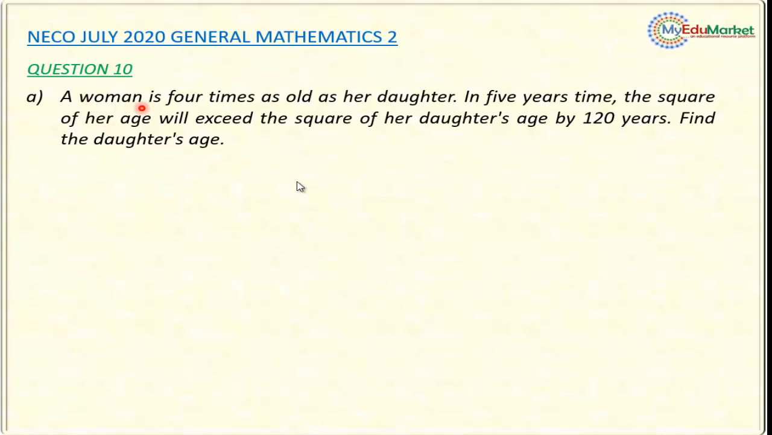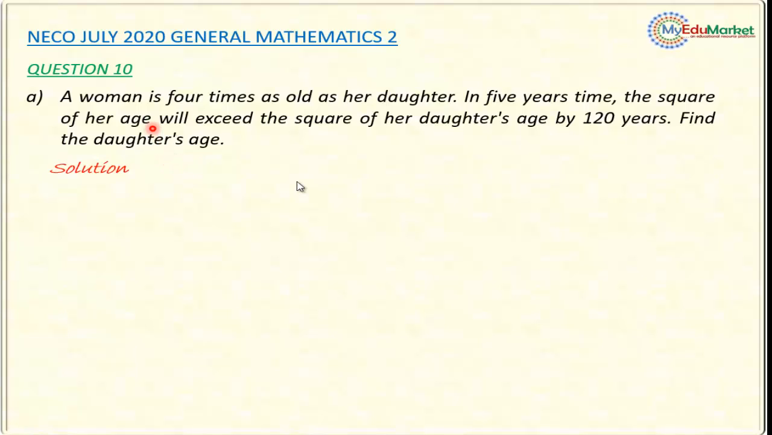This question says a woman is 4 times as old as her daughter. In 5 years' time, the square of her age will exceed the square of the daughter's age by 120 years. The question asks us to find the daughter's age. So let me attempt to answer that question also.